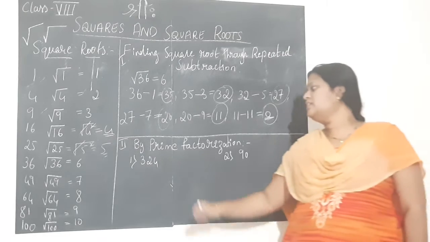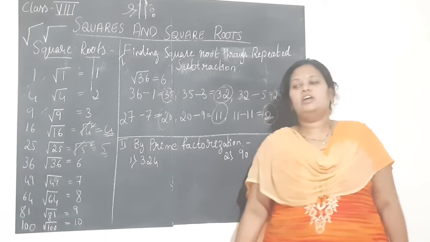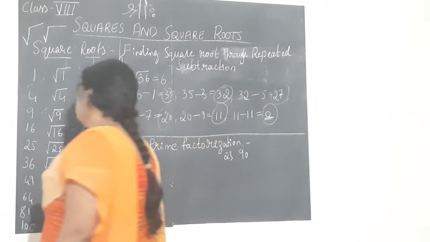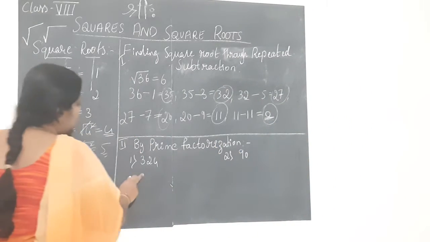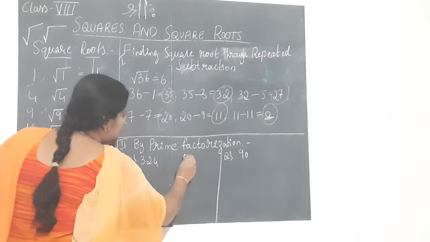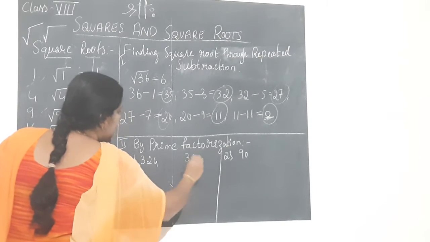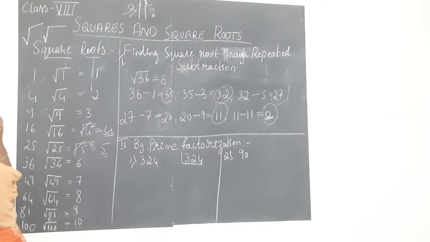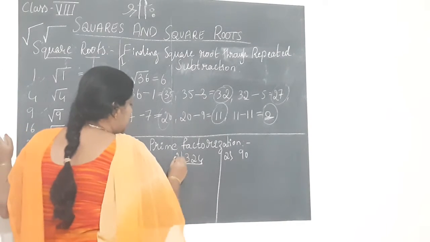Next, one more method is the prime factorization method. You all are used to this from your lower classes, isn't it, children? Prime factorization method. So 324 is given to you. I will write the number 324. Since at the last, in the units place, an even number is there, I will start with table 2.